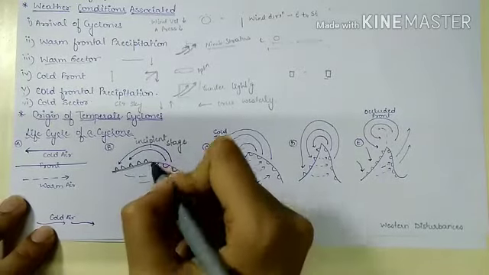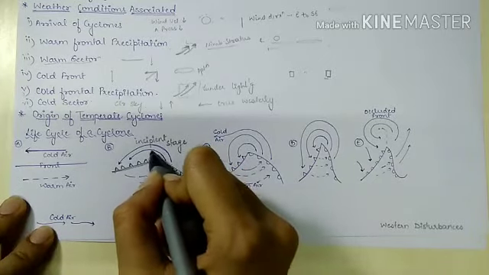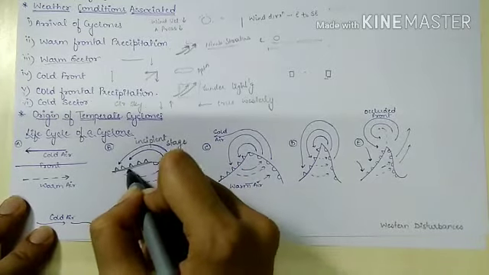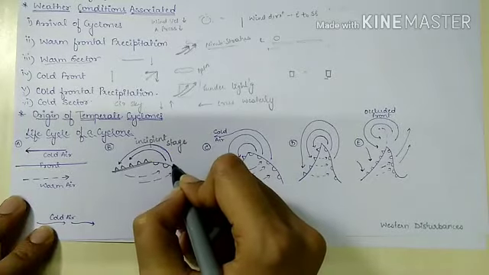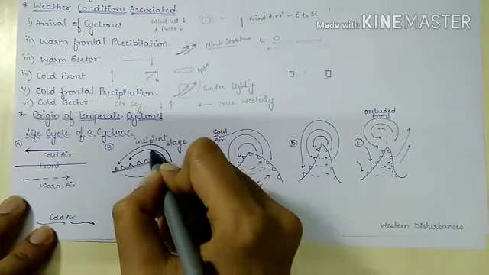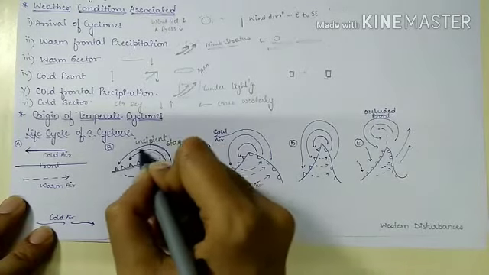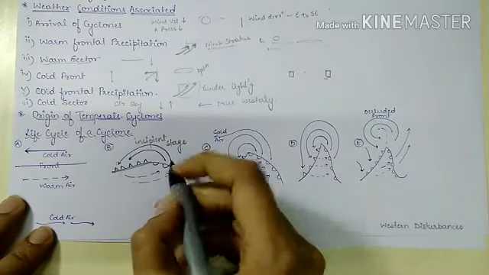Now as we can see, the cold air is trying to occupy the territory of the warm air, while the warm air is trying to occupy the territory of the cold air. So here we can see a wave-like structure is formed. So we call these fronts wave-like fronts.